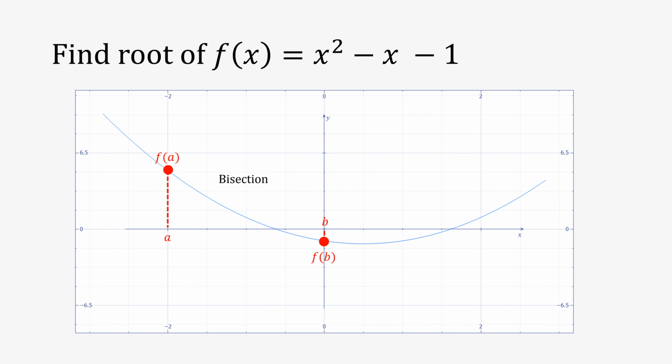Recall that in bisection we always choose c to be the midpoint between a and b. Then we replace a or b with c depending on the interval. With false position method, we draw the secant between f of a and f of b, and where that intersects the x-axis, we call that c. We'll then replace either a or b with c depending on the signs.